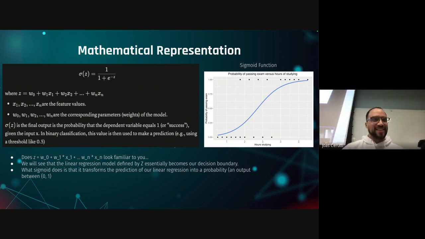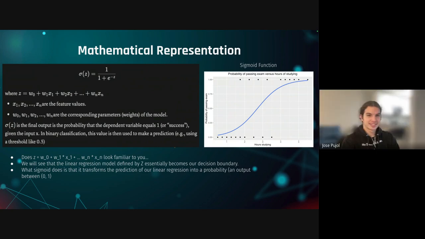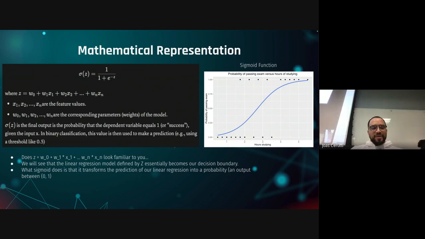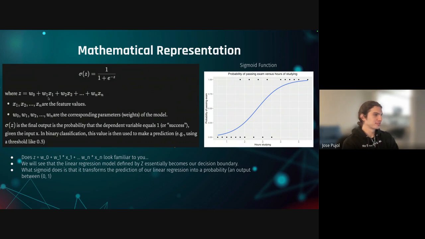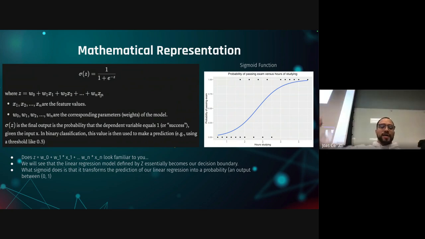Nice. Okay, there we got it. It's the prediction. Yeah, it's a linear regression model. It's literally a linear regression model. Exactly. So your x's are your feature variables and your w's are your weights, right? And they're the corresponding parameters of the model.